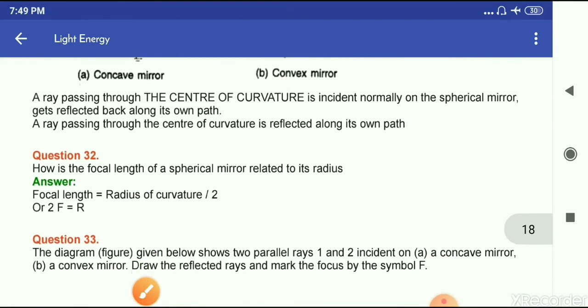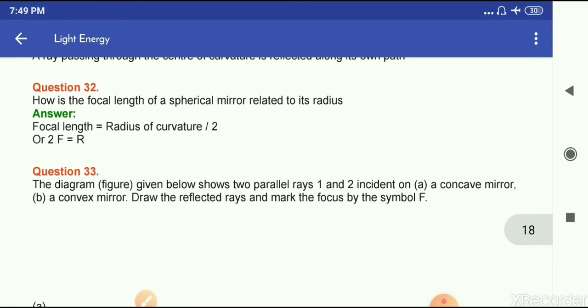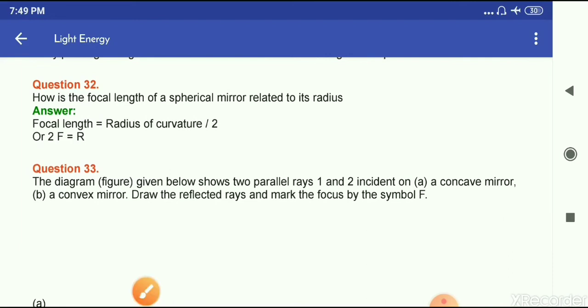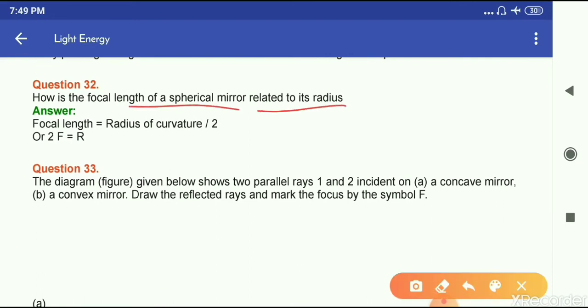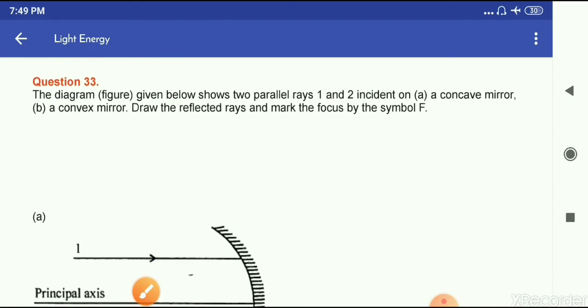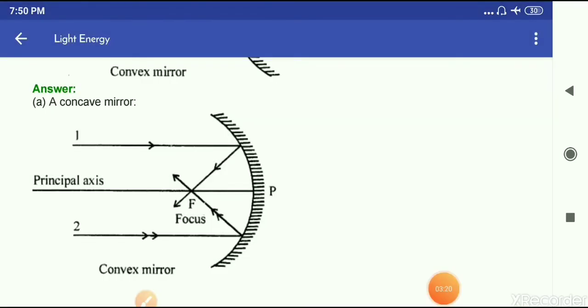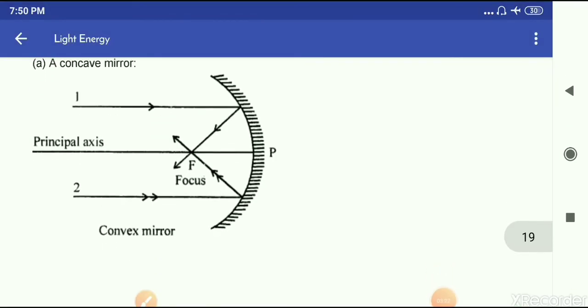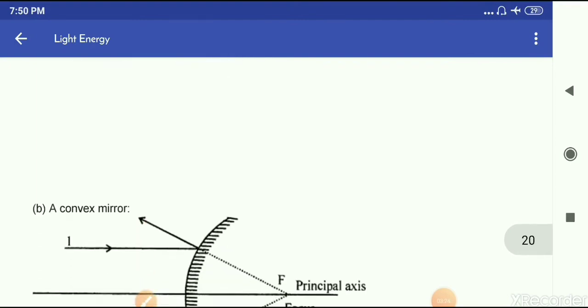Now question number 32. How is the focal length of a spherical mirror related to its radius? So focal length is equal to radius of curvature divided by 2. Question number 33. The diagram given below shows two parallel rays, 1 and 2, incident on a concave mirror and a convex mirror. Draw the reflected rays and mark the focus by the symbol F. So answer is this one. You have to draw this diagram for concave mirror and also for convex mirror.